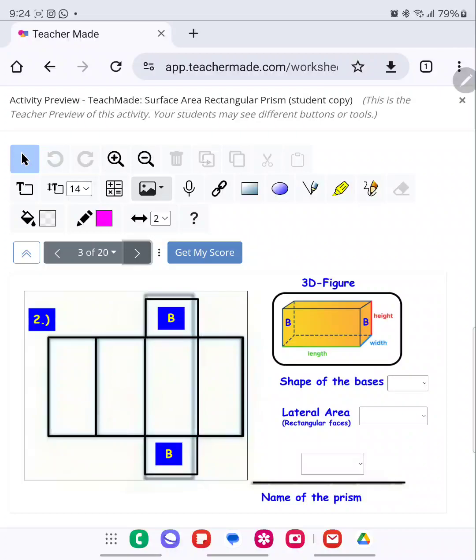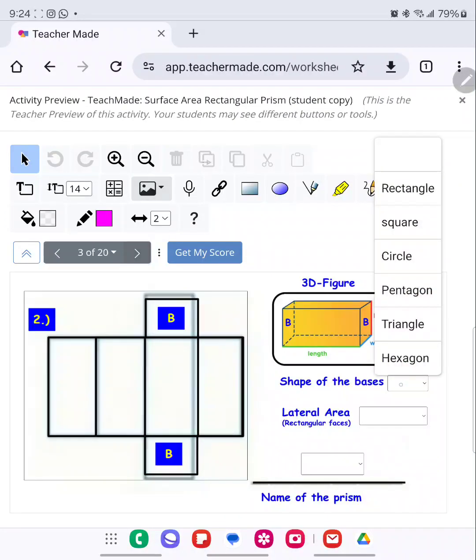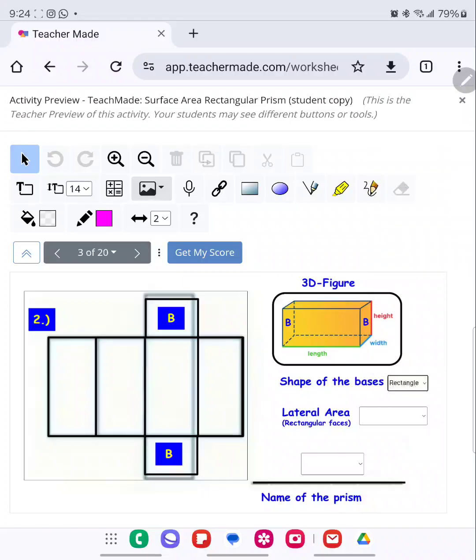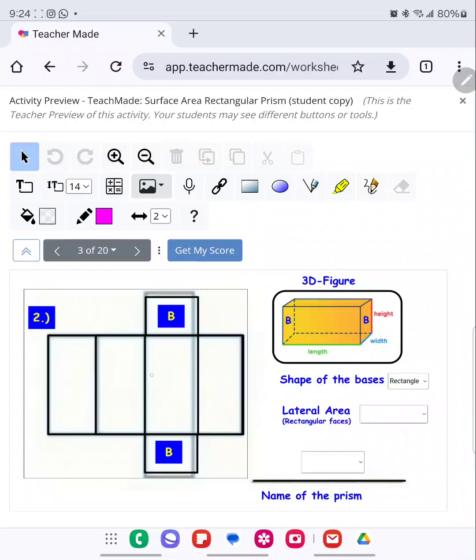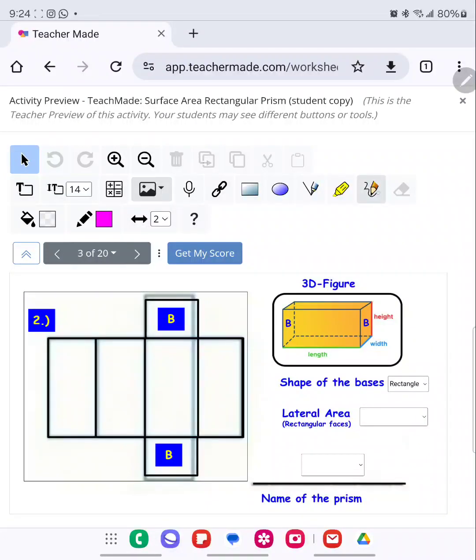So let's look at this one. This one looks like a box. If we unwrap it on the left side, we can see that the two bases are rectangular. So the shape of the bases, where the B's are, are rectangles, right? So we're going to put rectangle right there. Now, the lateral area, there's a total of how many of these rectangles that wrap around? I'm trying to see if it lets me write, but it's not allowing me. So there we go.